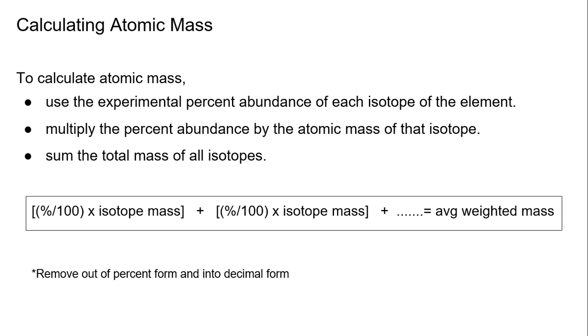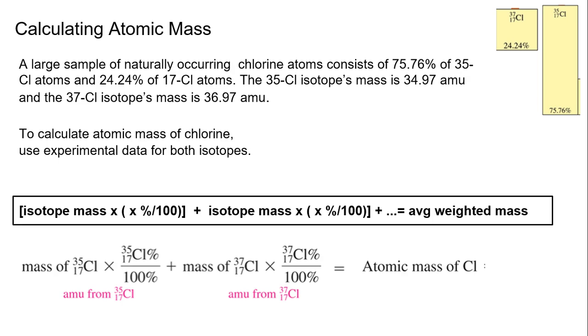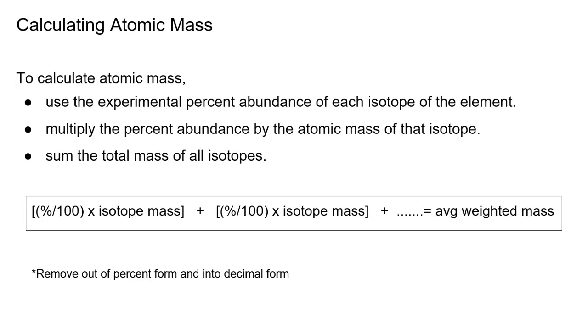Okay, so we need to determine the average weighted mass, the mass that we see on the periodic table. If we are given isotopes and their percentages, we use the experimental percent abundance of each isotope, multiply the percent abundance by the atomic mass of that isotope, and then add them all together. So I put this form together. This is not the form you would see. It's not the original formula.